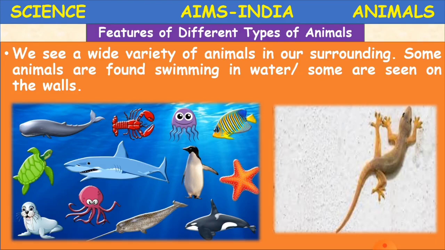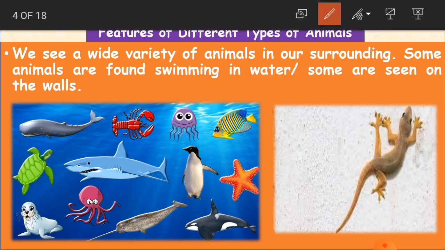So we see a wide variety of animals in our surroundings. We are going to learn about the different features of the animals, like how they are featured, and there are so many varieties of animals in our surroundings. Yes or no? We can observe so many types of animals in our surroundings, and some animals are found swimming in water and some are seen on the walls.